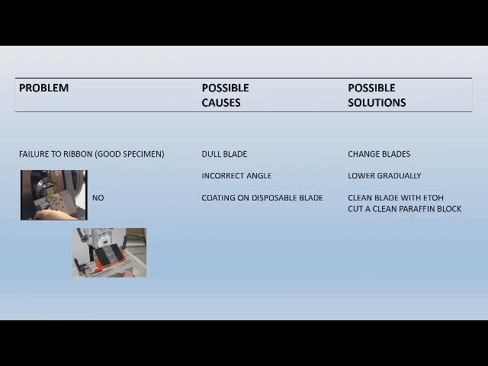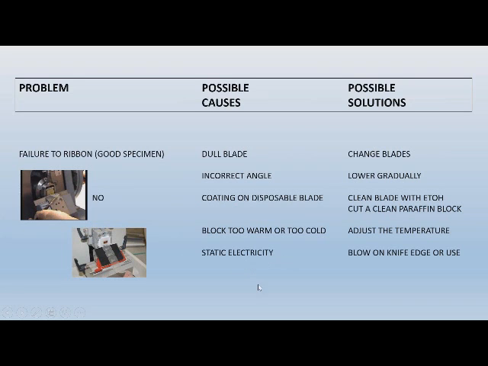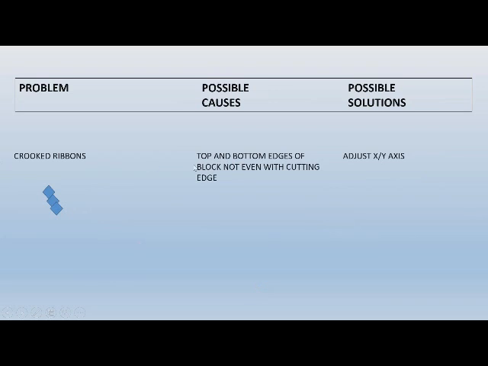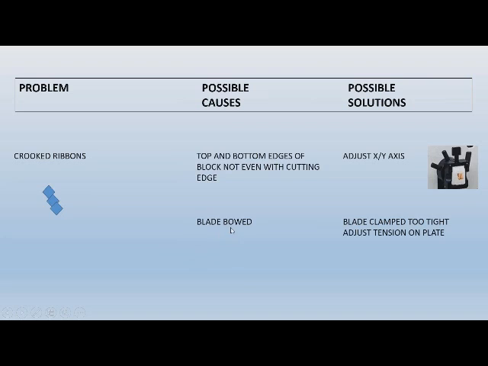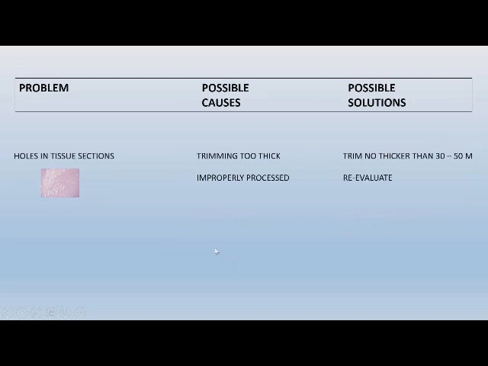And before we did this, it was just like a nightmare. It was like the blade was too sharp. But excellent blades. Block too warm or too cold, adjust the temperature. Static electricity, no and yes. Okay, so we got crooked ribbons. Top and bottom edge, is the block not even? You have to adjust the XY orientation. If you ever get little triangles out like that, your blade could be bowed, causing that.